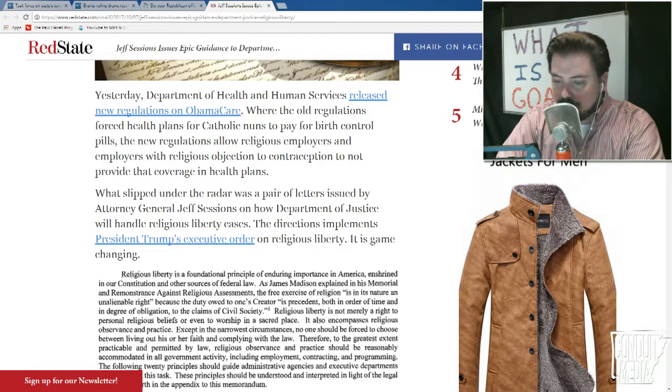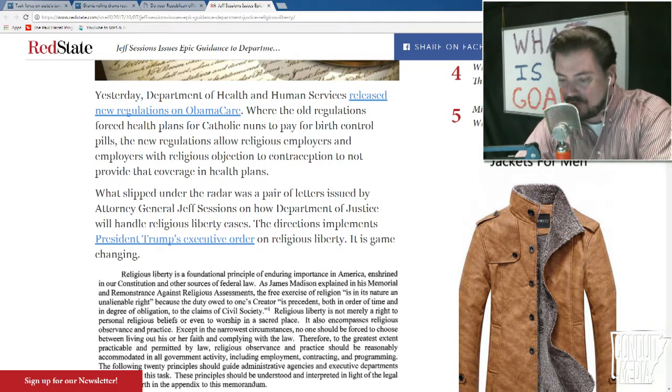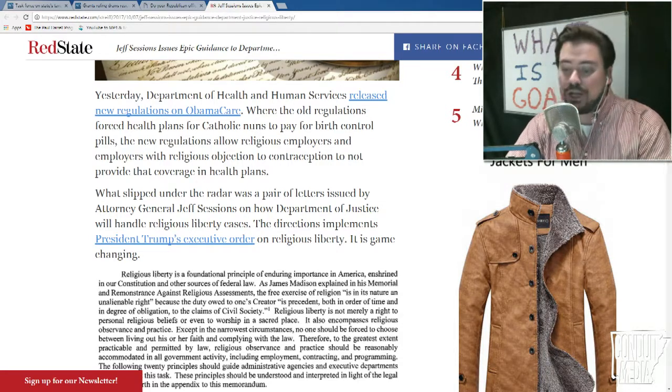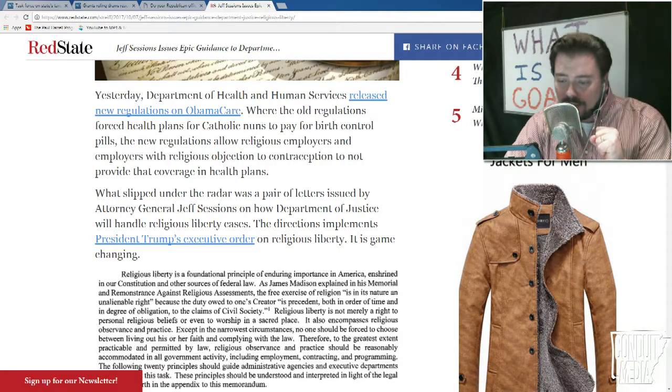Religious liberty is not merely a right to personal religious beliefs, or even to worship in a sacred place. It also encompasses religious observance and practice. Except in the narrowest of circumstances, no one should be forced to choose between living out his or her faith and complying with the law. Now, first of all, huge, but he also used his or her. I can't believe he's using those pronouns.